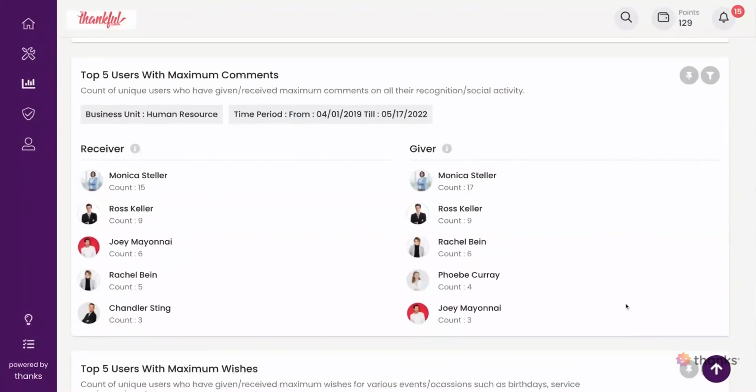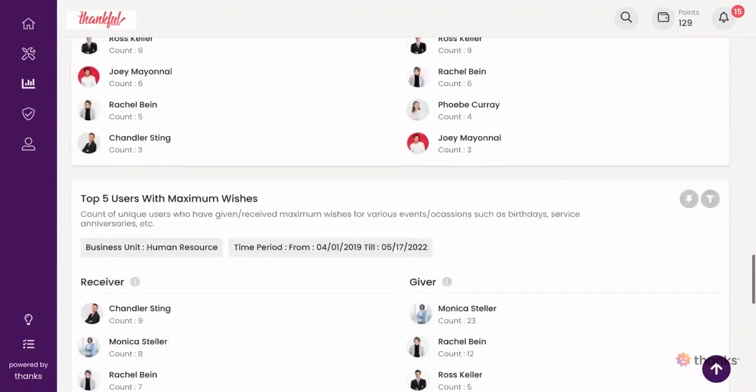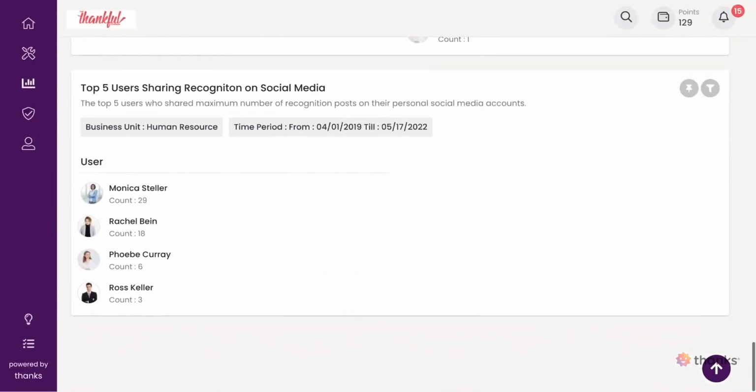The following reports give an idea of the interaction level of employees on various recognition posts. You can see the names of the employees who have interacted the most by liking and commenting on various posts. Furthermore, you can see the top employees who have been actively participating in the engagement activities such as sharing recognition on social media.